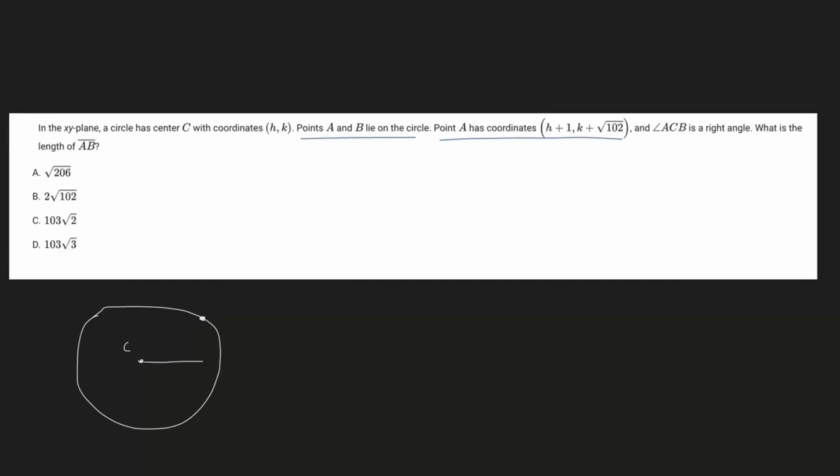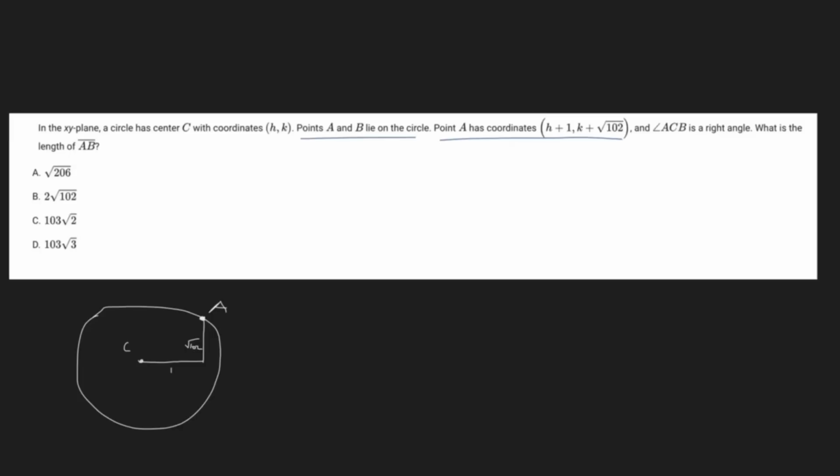So we know this side length right here that we just drew is going to have a side length of 1. And then k is going to represent the y-axis, and that's a positive, so we're going to go up. So here, that length right there is going to be square root 102. So I'm going to see if there's a good way for me to squeeze this in with square root 102. Okay, and we know this is point A, right? So now it says angle ACB is a right angle. What is the length of AB?